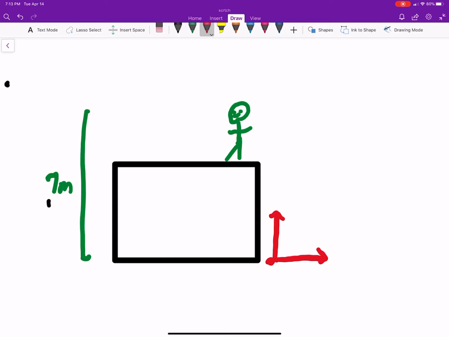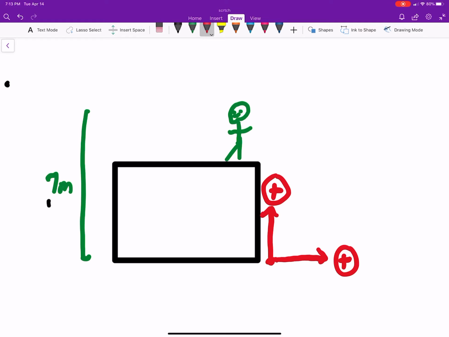Basically right where the man's standing is at the point 0, 7. I know you can't see that very well, but we're going to let up be positive and right be positive. Even though there's no rightward horizontal motion, there's only up and down. We're going to let up be positive, and we're going to let the ground right below the man be the origin. That's going to help us with our equations.